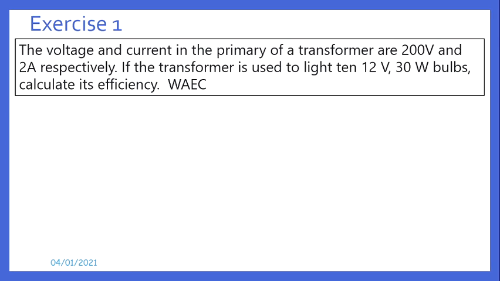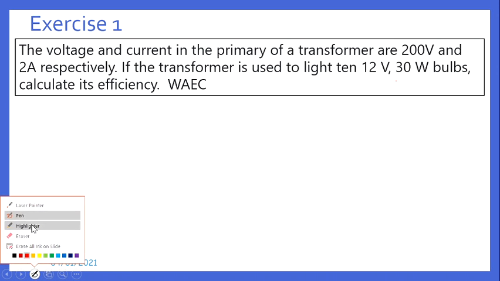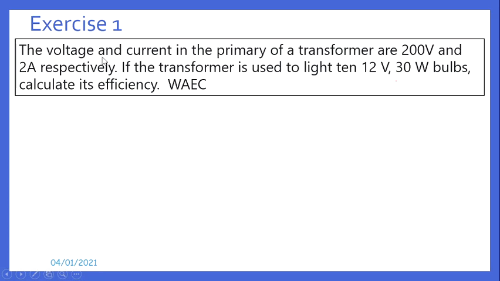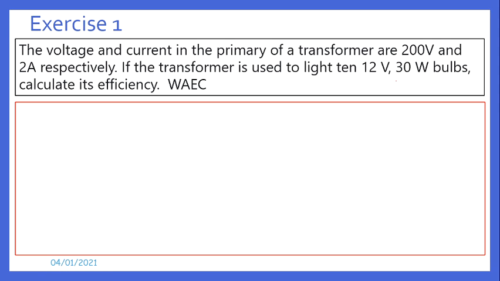So let's look at the first question that we're having. The first question says, the voltage and current in the primary coil of a transformer are 200 volt and 2 ampere respectively. If the transformer is used to light 10, 12 volt, 30 watt bulbs, calculate its efficiency. The first thing we are required to calculate in this question is efficiency. So let's list out the parameters given to us. The first one, we are calculating efficiency. Efficiency is unknown, as you can see from here.